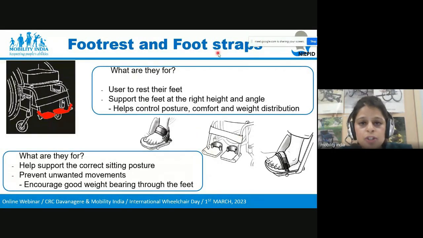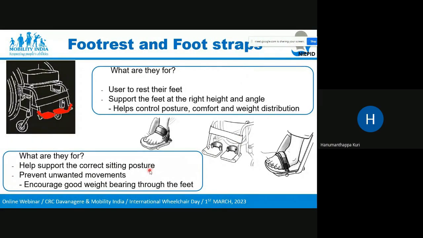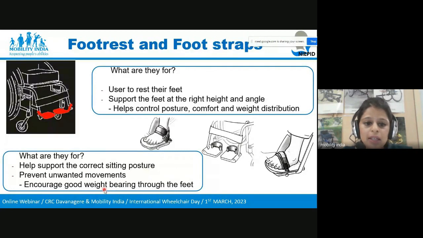Footrest and foot strap. Foot straps will maintain the even weight bearing.